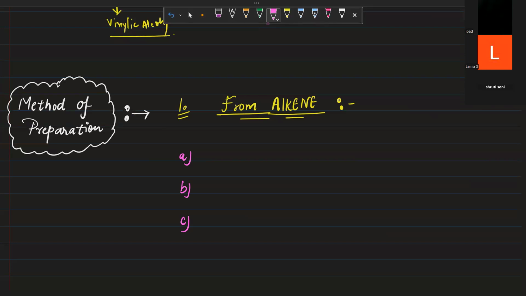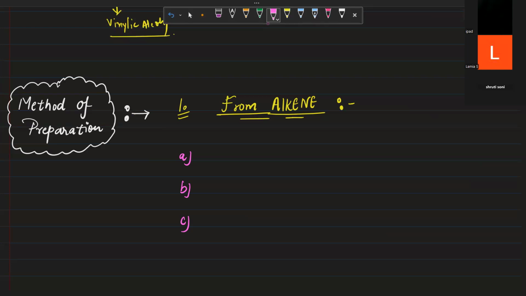Okay. So now we start method of preparation. In method of preparation, so how we can prepare alcohol from different groups or different things. That is the topic which we are going to discuss for at least 2 days. Okay. So let's firstly start with alkene. From alkene, how we can generate alcohol. Okay, that is the topic.